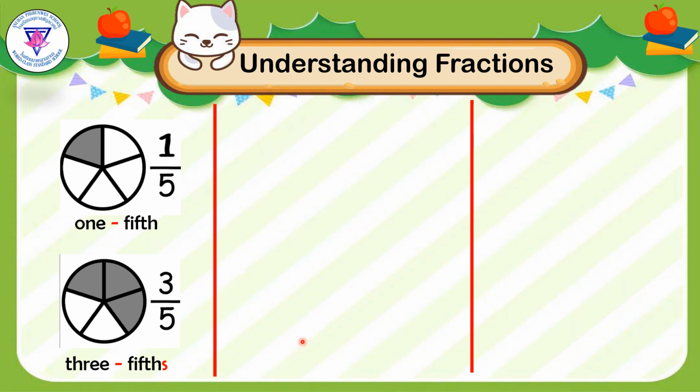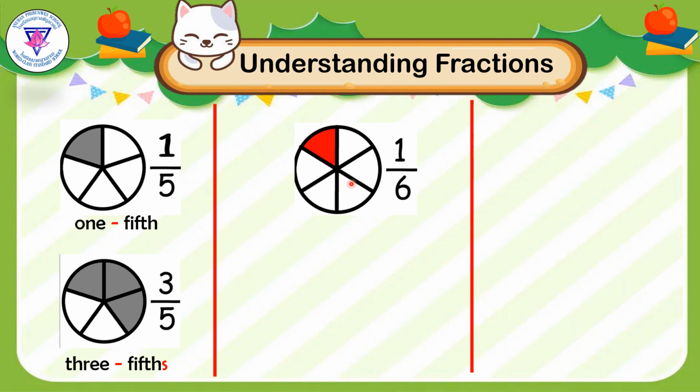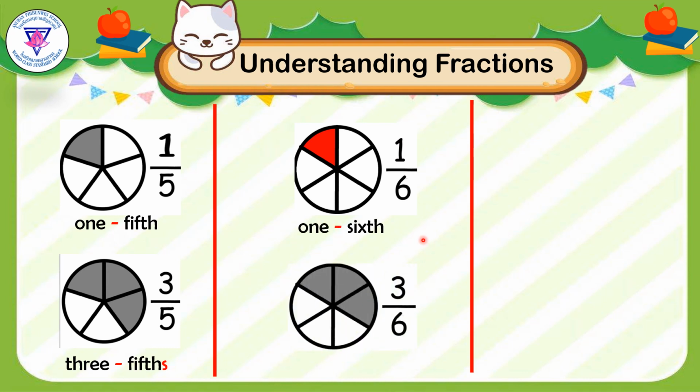Now let's try 6 parts. Okay, 1 colored part out of 6. So the fraction is 1/6. And if I'm going to color the 3 parts of these fractions, then you can write it as 3/6. 3/6 with letter S.